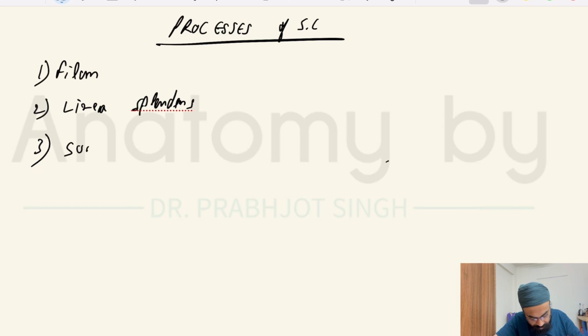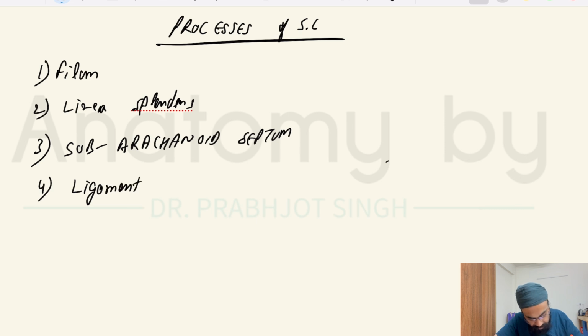Next is subarachnoid septum, and the fourth is ligamentum denticulatum. So these are the four types of processes of spinal cord. So let's have a look at these one by one.